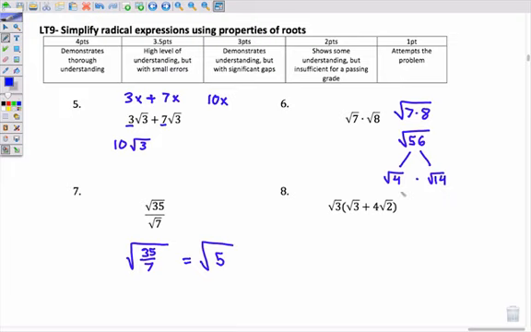And we know square root of 4 is just 2. Square root of 14 does not break down any further. So this is our most simplified answer. And again, this is what brings you up to the 4 level for this learning target. Okay.